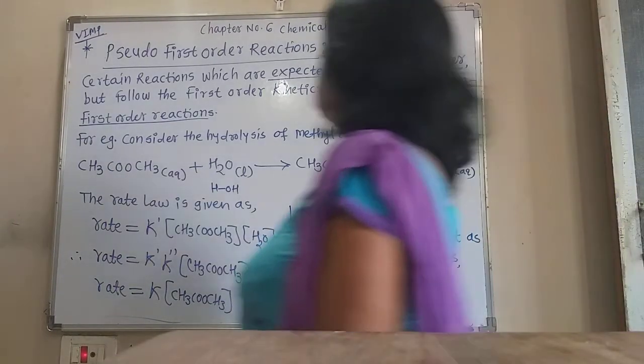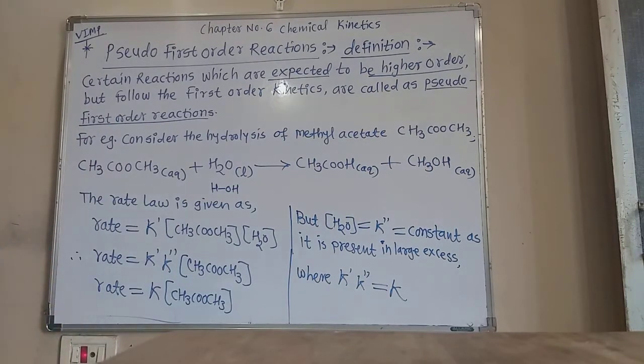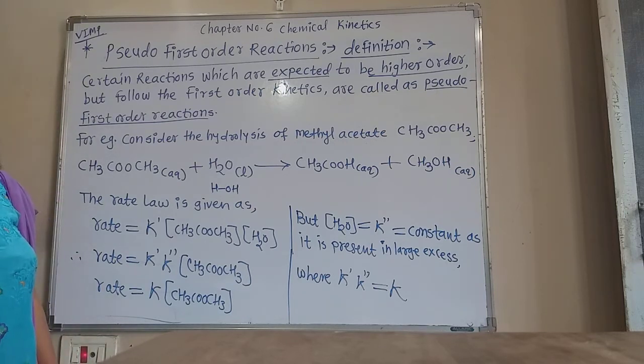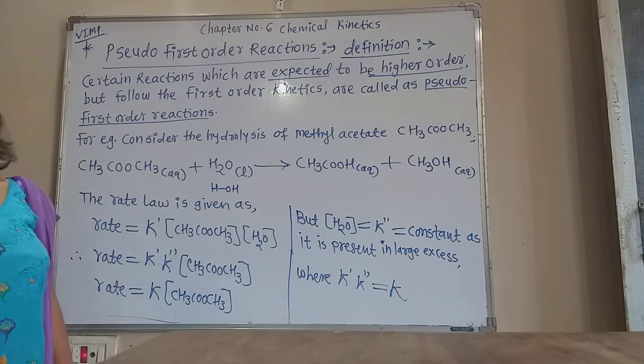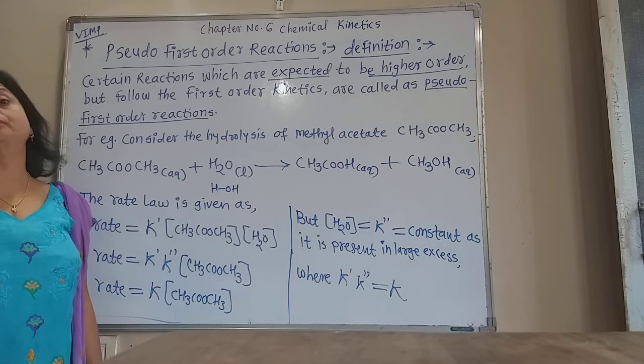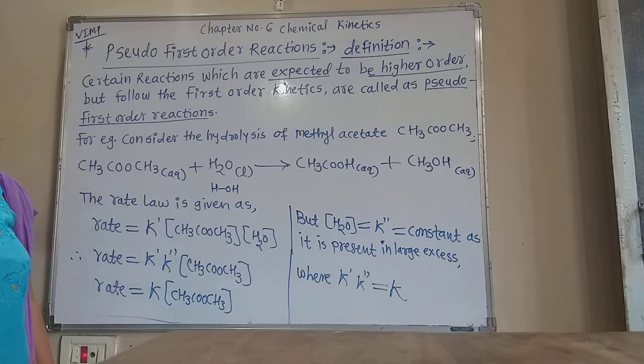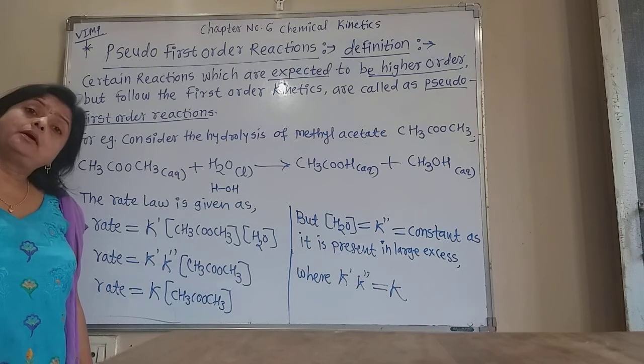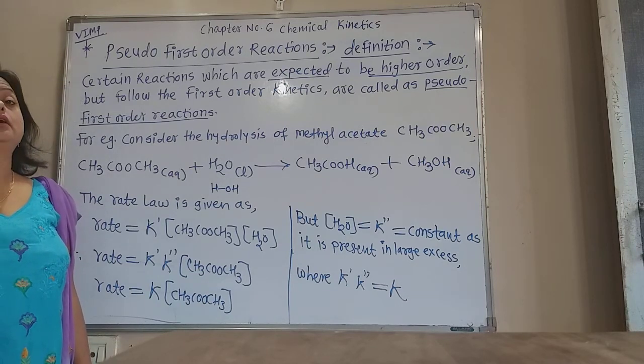Now see the pseudo first order reactions. Which are the pseudo first order reactions? Pseudo means false. Some reactions, we expect, are of higher order, such as second order or third order. Order means what? That is the summation of the powers of the concentration terms of the reactant. That is the order.